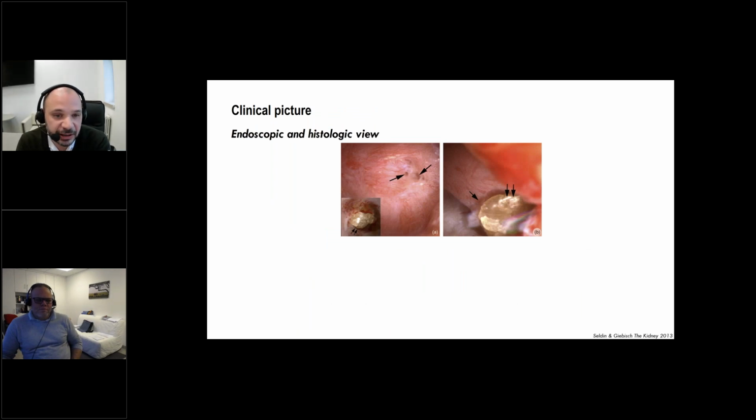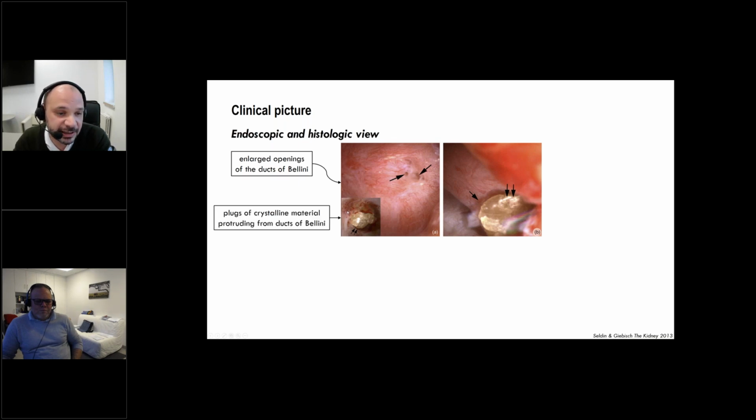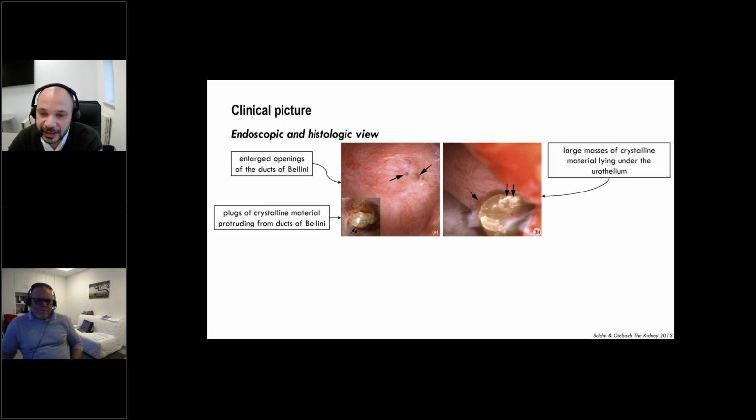There are also some interesting studies that looked at the papillary appearance of patients with cystinuria. These are endoscopic images obtained during endourological procedures, showing that the ducts of Bellini of patients with cystinuria are particularly enlarged, and at higher magnification, we can see plugs of crystalline material that protrude from the ducts themselves. On the right, we see another feature, which is the presence of large masses of crystalline material that lie under the urothelium. In this case, the urothelium, as you can see, has been unroofed, so this mass of cystine has been exposed.